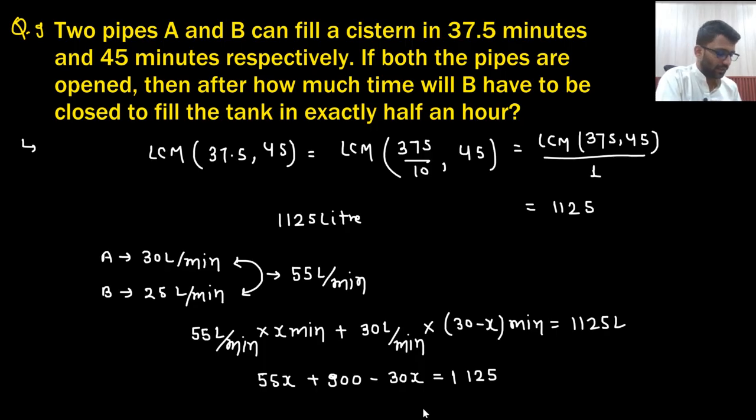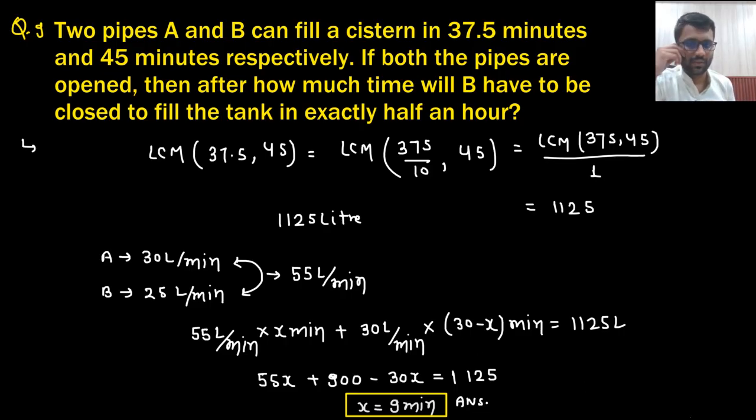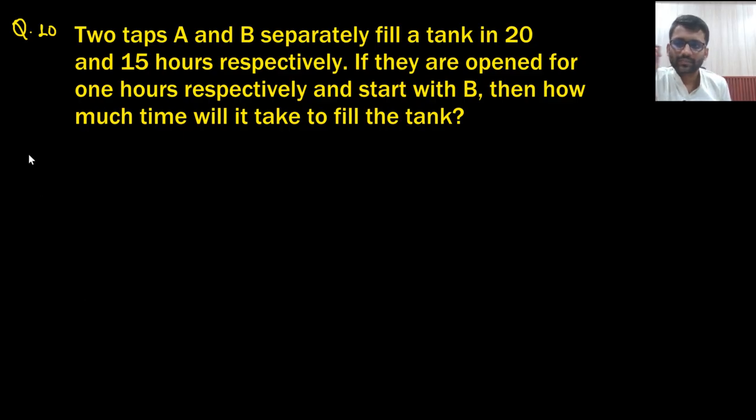1125 minus 900 divided by 25. So 9 minutes, sorry, not 9 hours, 9 minutes. So after 9 minutes you have to close. This is the answer, 9 minutes. So after 9 minutes you have to close B. Okay, let's see the next one.